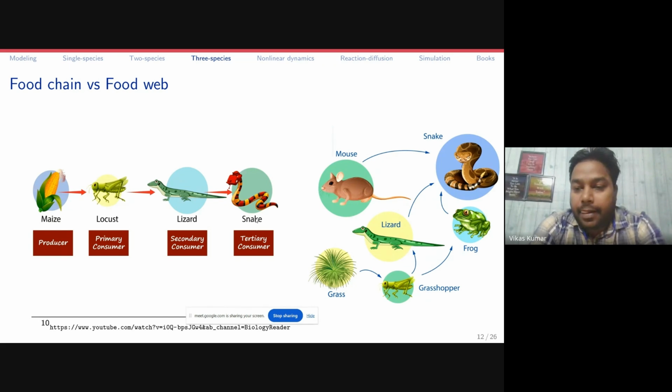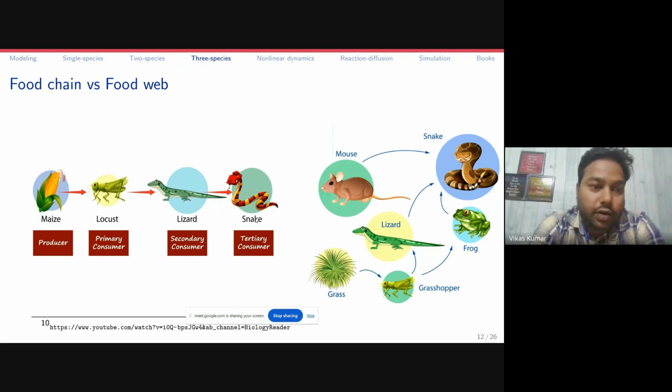On the right side, it's a food web. Here, as you can see, the snake population takes energy from different resources, like from lizard, from frog, from mouse. So if you want to make a model, where X is the mouse population, Y is the lizard, frog is the Z population, and snake is W, then you have to take the interactions XW, YW, ZW, because the snake can eat these three, right? So that would be more complicated actually. So it's called a food web model.